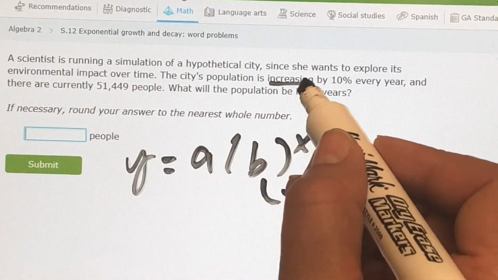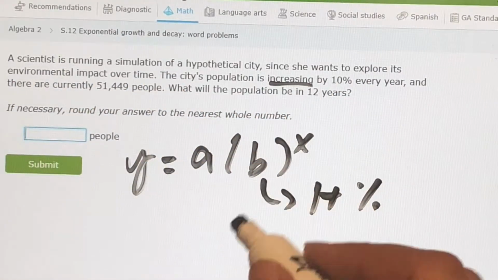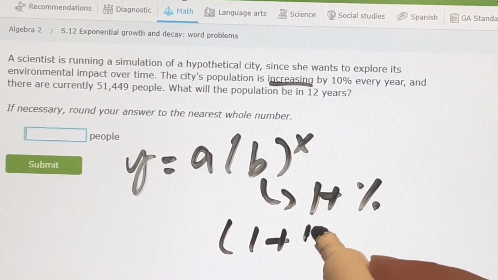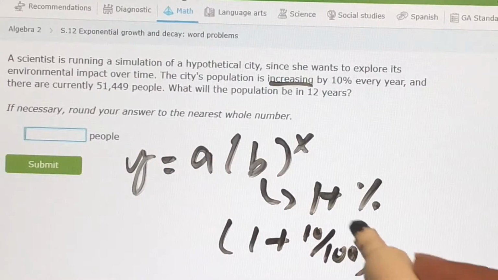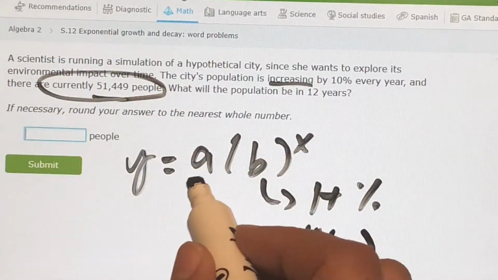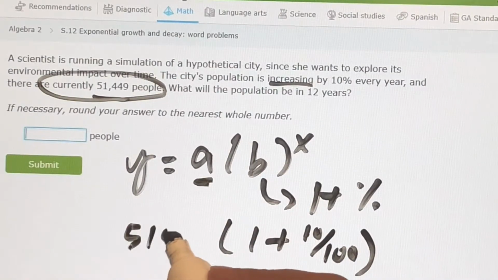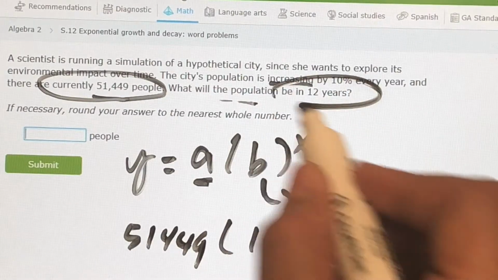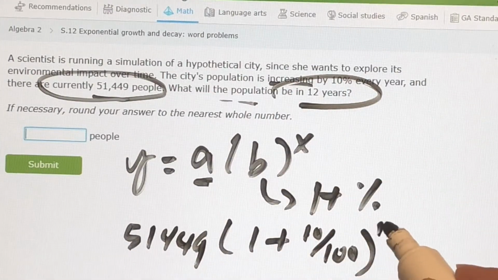The city's population is increasing by 10%. So that's my B. So 1 plus, and how do I make a percent into a decimal? Divided by 100. So 10 divided by 100. And currently there's that. So currently is 51449. And what population will it be in 12 years? So in 12 years, that's my time.